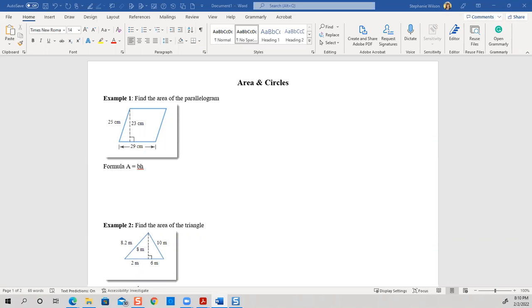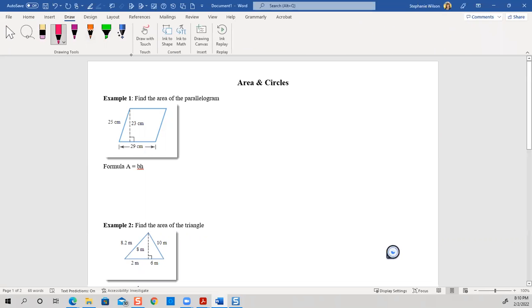Area in circles. So let's talk about finding the area of a parallelogram. And the formula is given here as the area is equal to base times height. Well, my base is this right here. And my height of the parallelogram is this. So we're going to take our A and set it equal to 23 times 29.